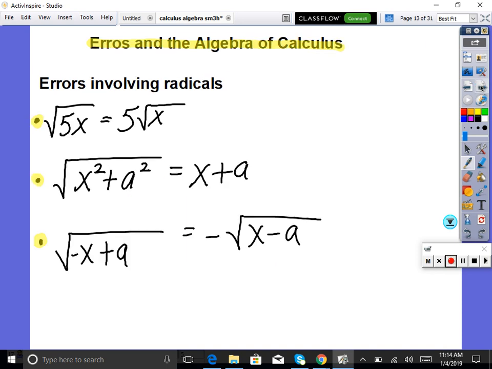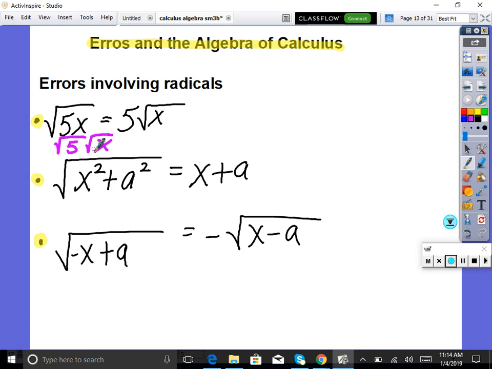Awesome. Moving on. Okay, errors involving radicals. If we have the square root of 5x, people will say, okay, well, that's the square root of 5 times root x. But isn't it really root 5 times root x? They're both under a square root. You can't bring 5 out. Okay, I'm telling you right now, this is one of the most made errors in Calculus 1.